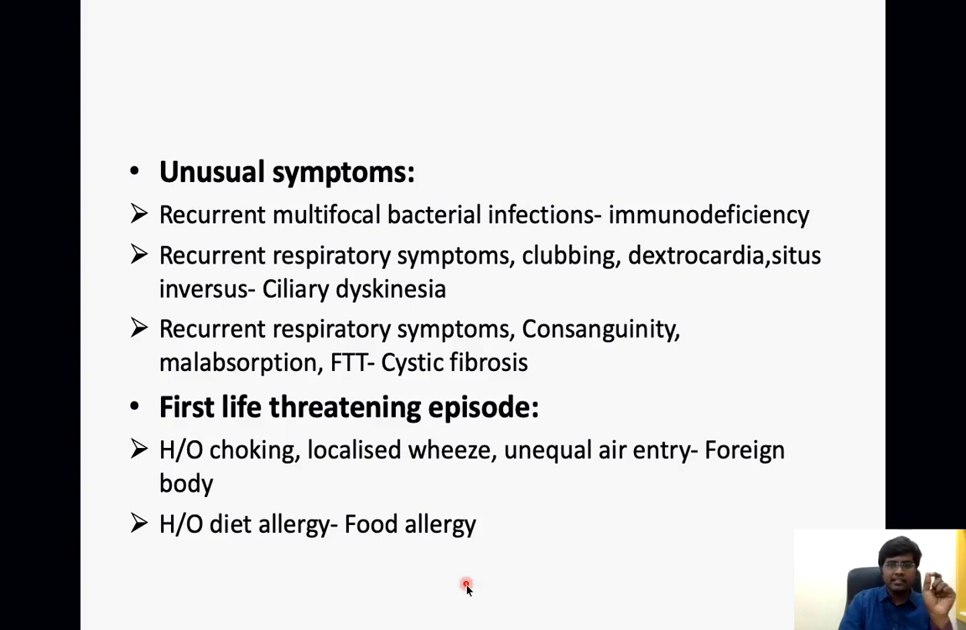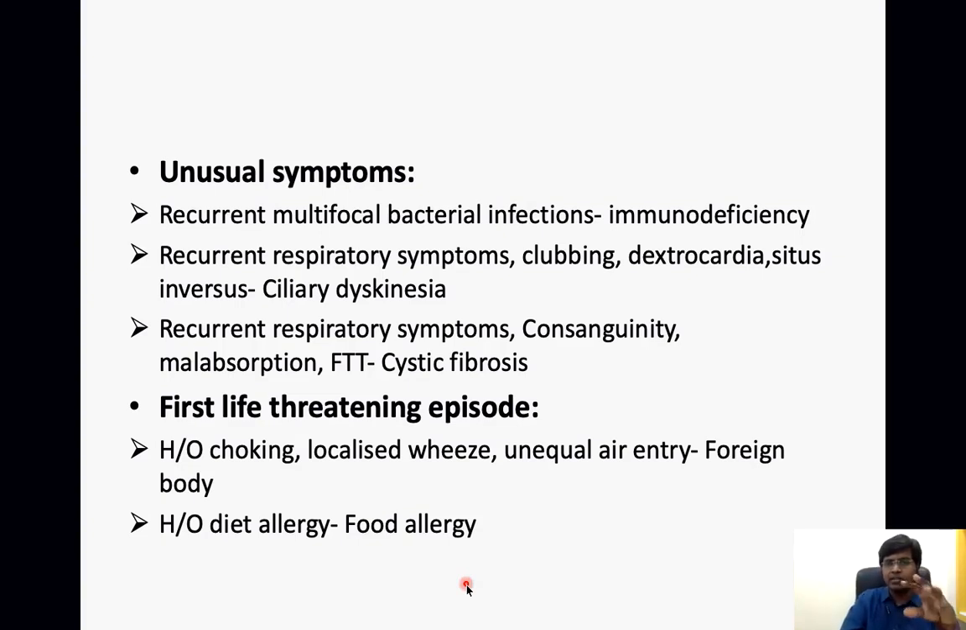The child will be having recurrent infections, and the child might be having a ciliary dyskinesia. That means your hair cells will not be functioning properly. So they will be having recurrent respiratory tract infections, clubbing, dextrocardia, situs inversus. That means the rotation of your heart and other internal organs will be rotated to the opposite side. So you think of ciliary dyskinesia. On examination, you'll find that your liver is not palpable on your right side. Liver might be palpable on the left side, and on auscultation, you will not be able to hear your heart sounds in your apex. You'll be able to hear your heart sounds more on your right side of the thorax. So you think of ciliary dyskinesia.